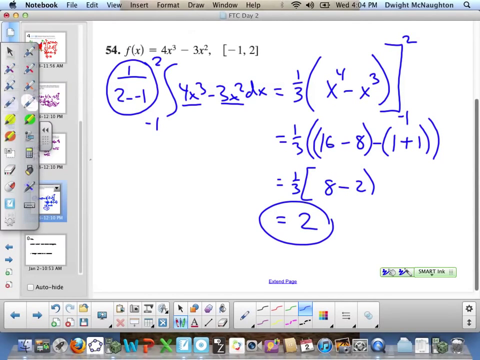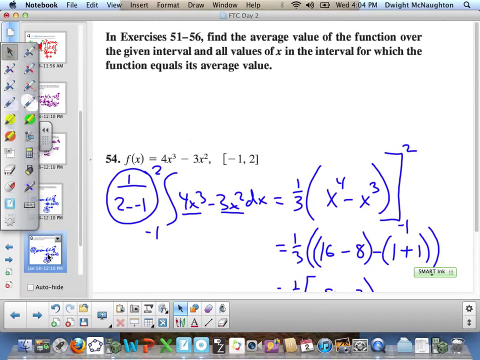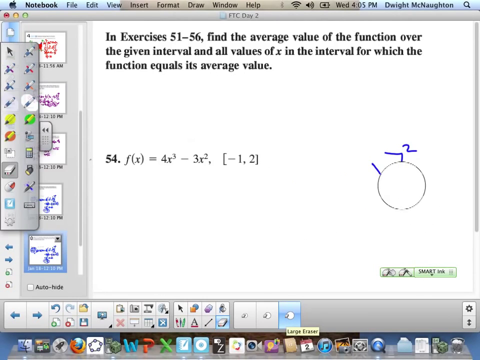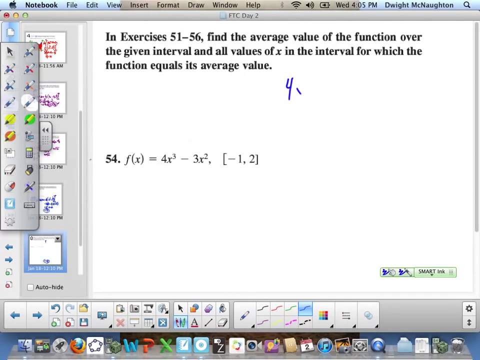So the average value of this function is 2. And we find the total value, the area, divide by the width of the rectangles. Now we just need to figure out where it's equal to 2, and to do that, we set the function equal to 2. So here's our function again. Set our function 4x to the third minus 3x squared equal to 2.